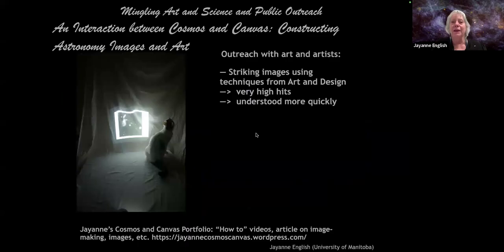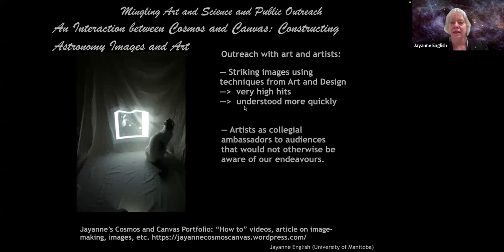So when you're doing work with artists, you end up making striking images using techniques from art and design. These have very high hits. When I post an image like this one on Astronomy Picture of the Day, I will get 1 million hits the first day. But it's mainly because it's more beneficial to the public. These images are understood more quickly than our vectors and our contour plots. And it's meant to pique the interest of people, and then they'll go off and look up other information about the object that you're showing them.